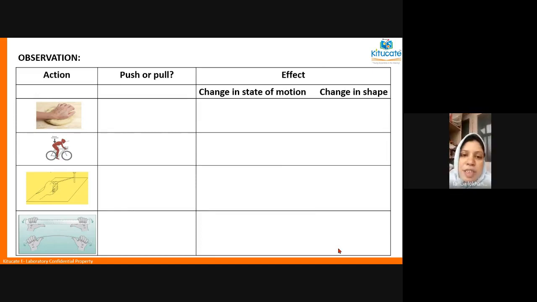Okay. First one we'll go with Vedika. You'll answer the first one. What is the hand doing? Kneading the dough. Is it a push or a pull? It's a push. What is it doing? Is it changing the state of motion or is it changing its shape? It's changing the shape.